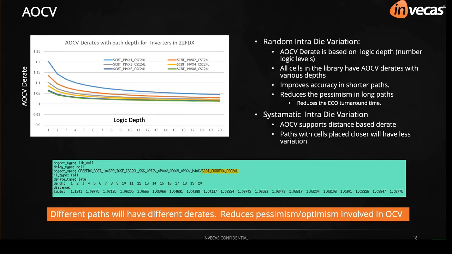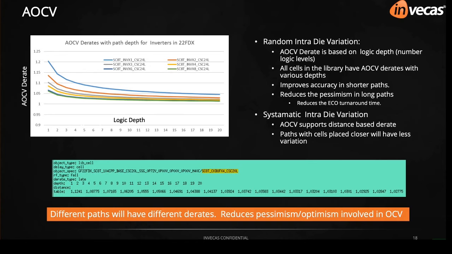For the same cell, when the depth is less, the derate is more, and when the depth is more, the derate value will be less. Just to take an example as shown in the slide, for a BUFX4, for depth 2 the derate is 8.7%, whereas it is 2.7% for a depth of 20. Because of this methodology, accuracy for the shorter paths improves and pessimism for the longer paths reduces.